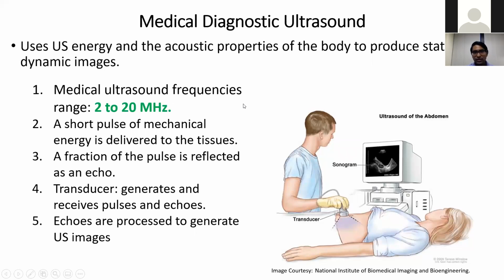How ultrasound is done is that a short pulse of mechanical energy is delivered to the tissue, and a small amount of this energy is reflected back as an echo, typically around 5 to 10% of what we transmit. The transducer both transmits and receives these echoes and generates an image based on that. For example, here's a transducer transmitting acoustic waves inside the soft tissue, inside the body, and then it receives the echoes back and generates an image which can be seen on a monitor.